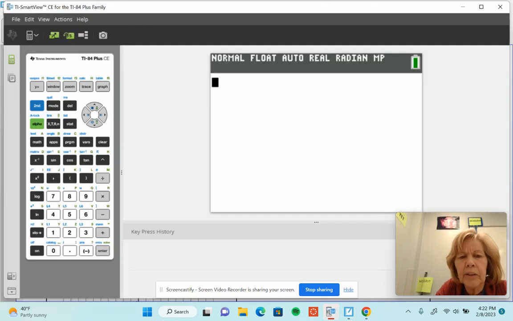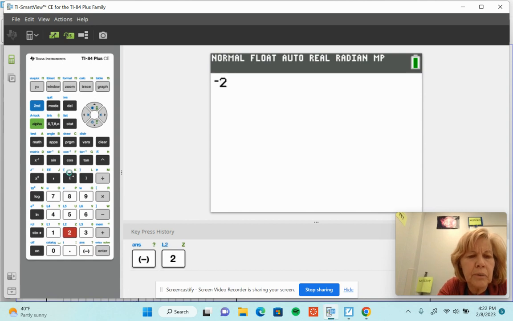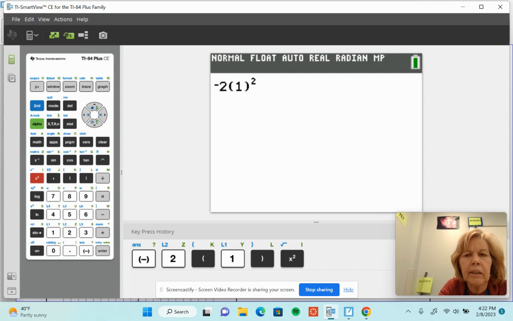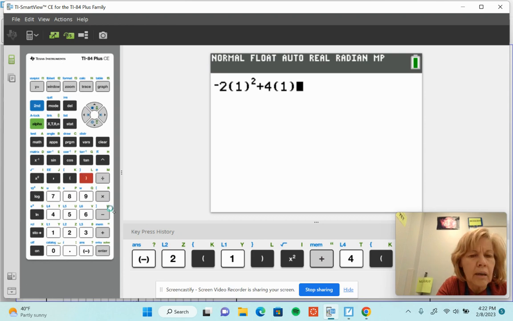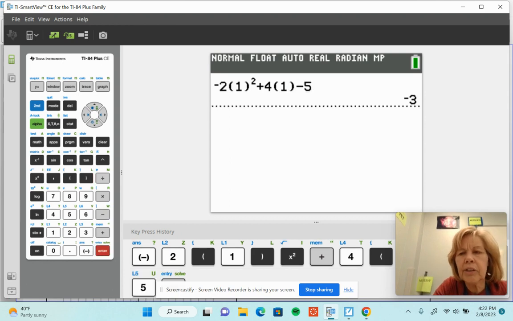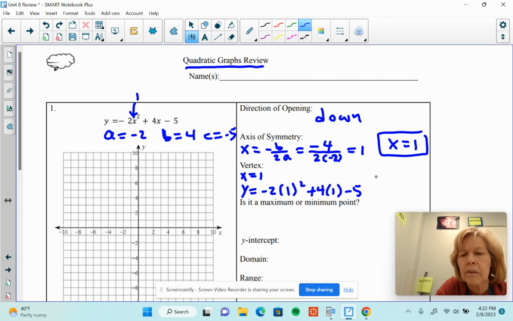I'm going to grab my calculator and do that. So I have -2 times 1 squared plus 4 times 1 minus 5. The calculator can do it all for you. I get a y value of -3. So y equals -3. So our vertex is the point 1, -3.